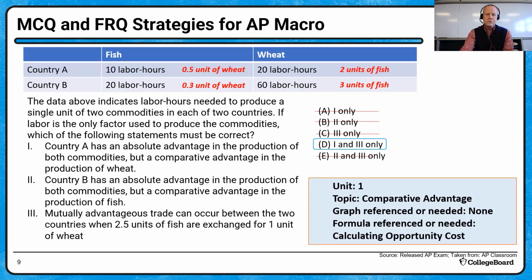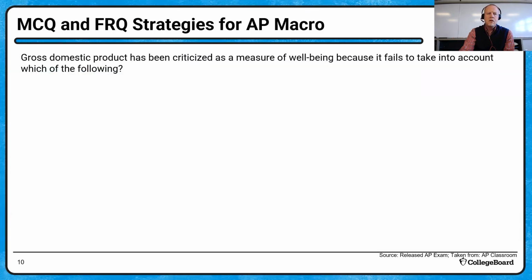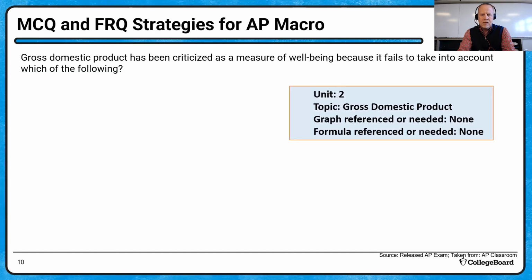All right, let's do another one. Gross domestic product has been criticized as a measure of well-being because it fails to take into account which of the following. Okay, again, where did we learn this? When did we learn this in our curriculum? GDP. That's a unit 2 topic. Graph reference needed? There isn't one. Formula reference needed? There really isn't one. This is a definitional question.